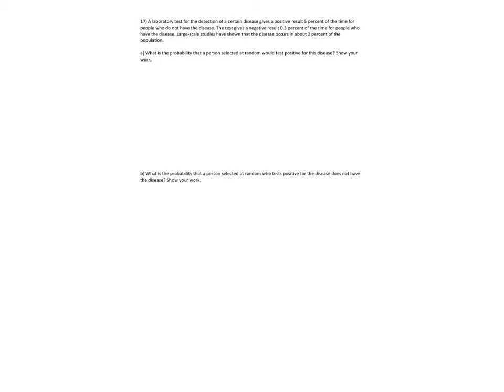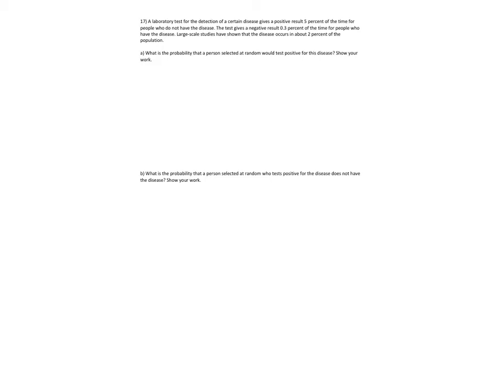So first one, number 17 here, if you haven't read, a laboratory test for the detection of a certain disease gives a positive result 5% of the time for people who do not have the disease. The test gives a negative result 0.3% of the time for people who have the disease. Large-scale studies have shown that the disease occurs in about 2% of the population.